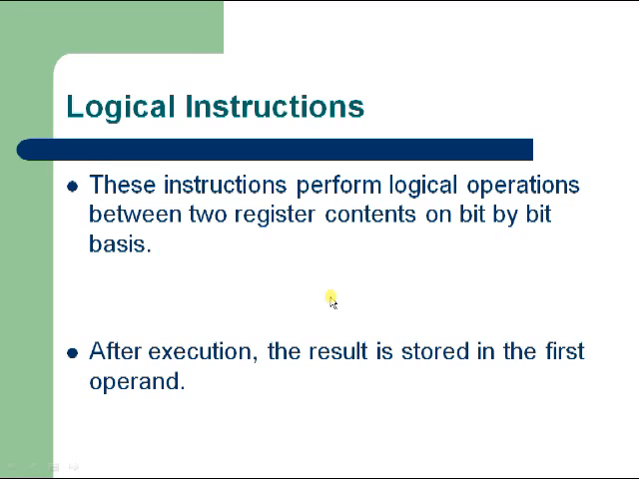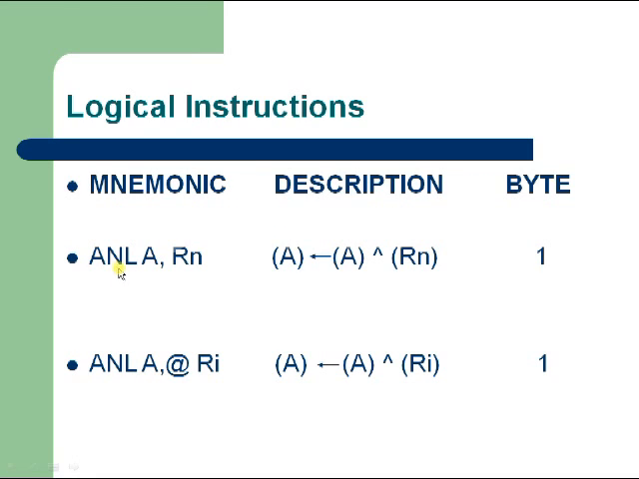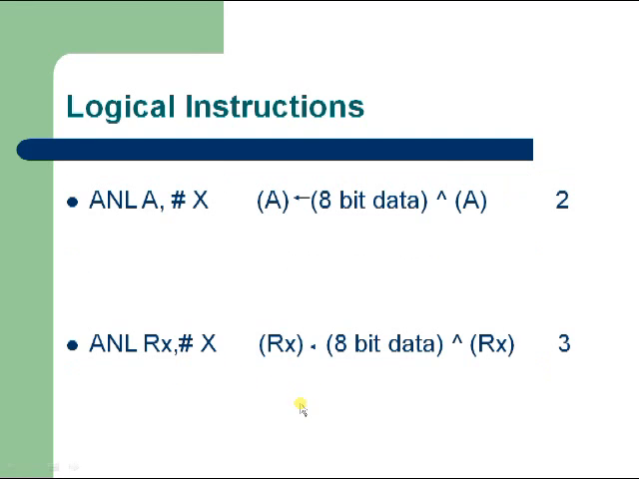These instructions perform logical operations between two register contents on a bit by bit basis, like logical AND, logical OR. Okay, let us see those things. After execution, the result is stored in the first operand, which is similar again to arithmetic instructions. Now ANL, which is nothing but AND logical, A, Rn: it performs the AND operation between A and Rn, and the result will be stored inside A. Okay, and ANL A, @Ri performs the logical operation between A and the value at the address, and again the result will be stored inside A.